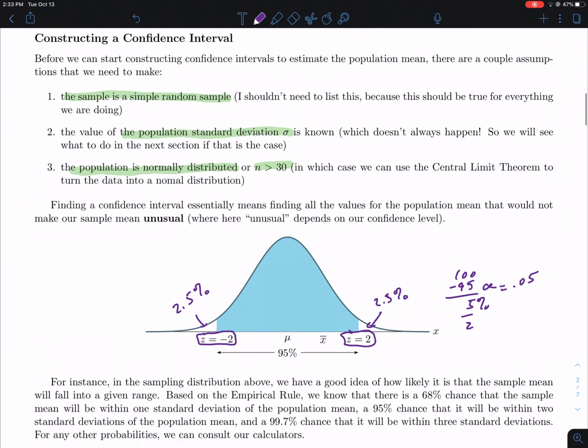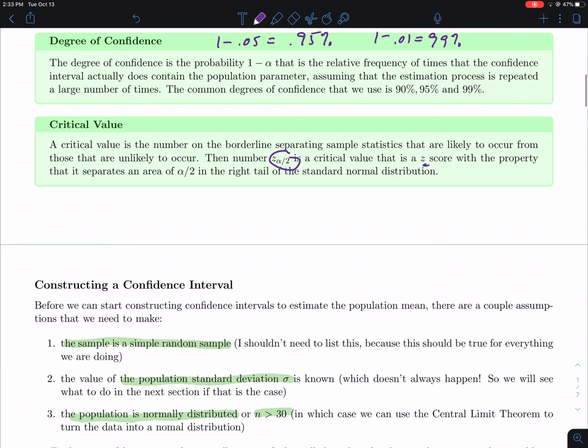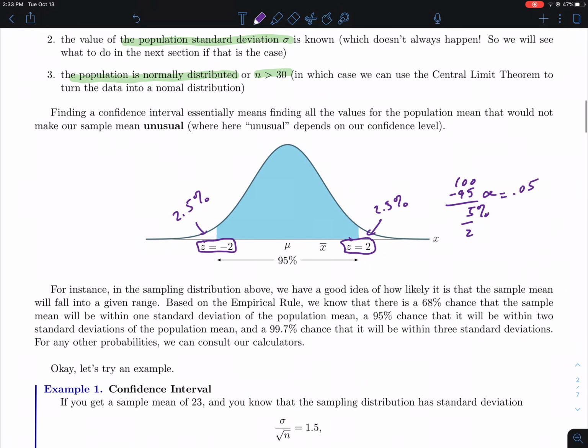The reason that we denote that z as alpha over 2 is because what we're doing is we're taking the alpha and dividing it by 2 to figure out what the probability is in the upper and lower sections of these guys. So we want to be careful: when we say it's at 95%, it doesn't mean that there's 5% on each side. It means what's left over adds up to 5%.